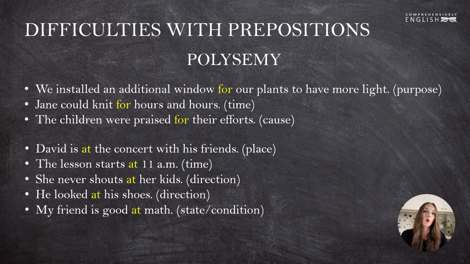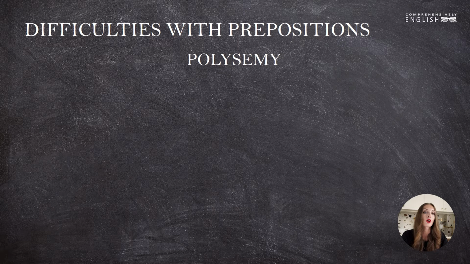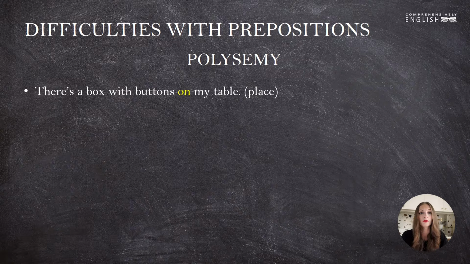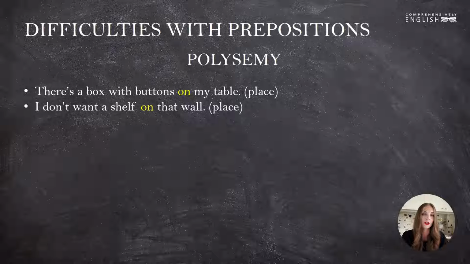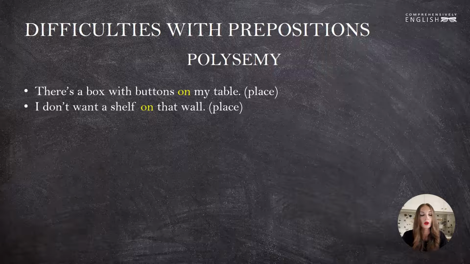Let's take a look at one more preposition that is polysemantic and can belong to different groups of prepositions. This is the preposition on. There is a box with buttons on my table. On expresses place. I don't want a shelf on that wall. The same. In the first case, we speak about a horizontal surface, on the table. In the second case, we speak about a vertical surface and still we use on to show a place.